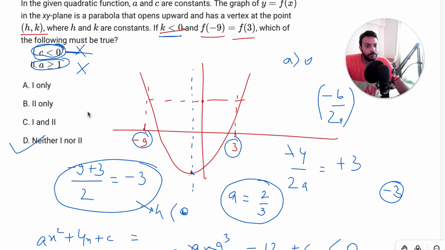It was a tricky question. Make sure that you read the question properly and do the analysis in depth, because a few of the students might have marked c less than 0 as correct, which we should not do.